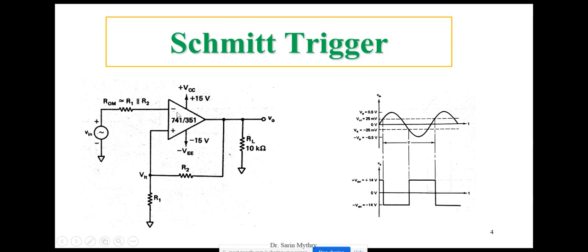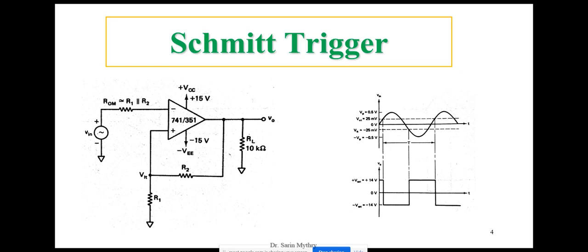Why am I calling it an inverting comparator? Because I have connected my input voltage to the inverting terminal. Since it is connected to the inverting terminal, I can call this circuit an inverting comparator with a positive feedback.